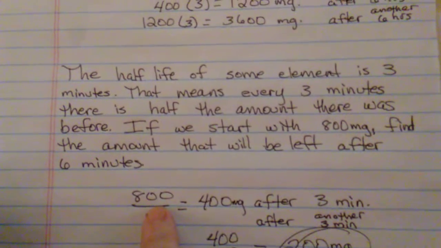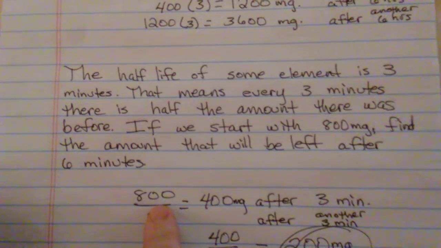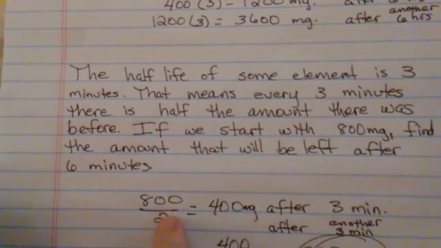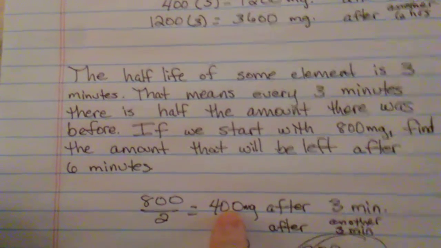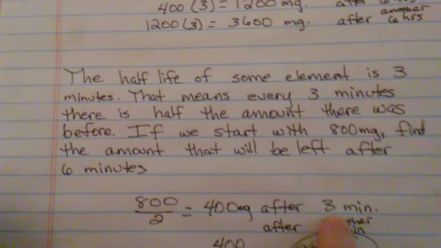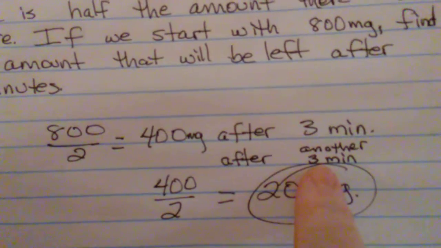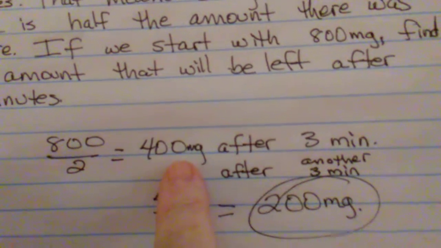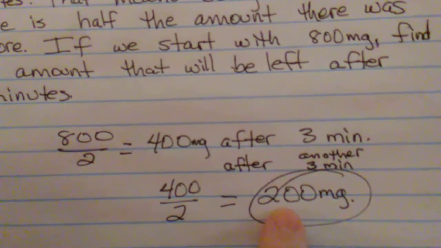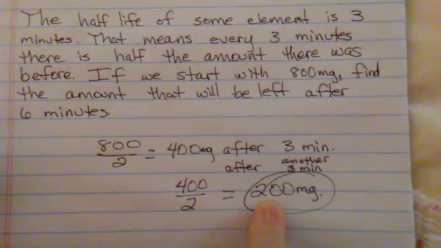So after 3 minutes, because it's a half-life of every 3 minutes, we divide by 2. So there would be 400 milligrams after 3 minutes. But they want to know after 6 minutes. So that would mean another 3 minutes. So we would take what we ended up with and divide that by 2. And so our final answer would be 200 milligrams.